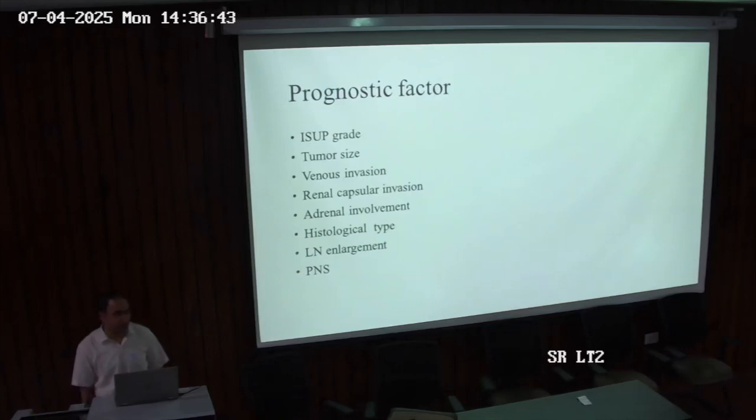Renal capsular invasion: if there is capsular invasion, the tumor is going to the T3 stage. At the advanced T3 stage, the prognosis is poor. Adrenal involvement, prognosis poor. Histological type: clear cell RCC has worse prognosis, and chromophobe RCC has good prognosis. Lymph node enlargement also means bad prognosis. And presence of paraneoplastic syndrome is a bad prognostic sign.